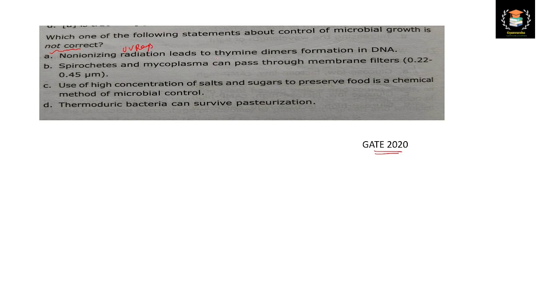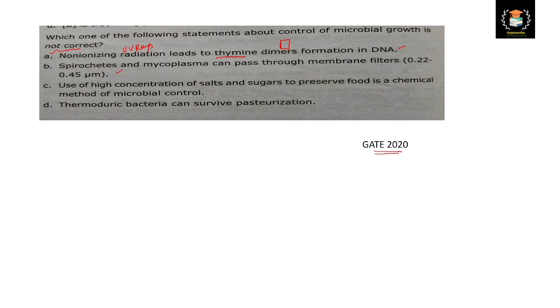So they form thymine dimers or pyrimidine dimers, and also there is formation of the cyclobutane ring, due to which the microbial growth is stopped. So this is correct. Next, spirochetes and mycoplasma can pass through membrane filters. This is also correct. Okay.